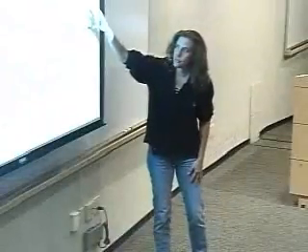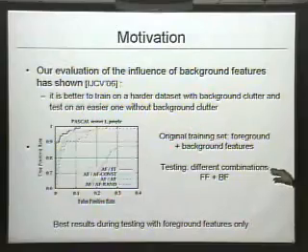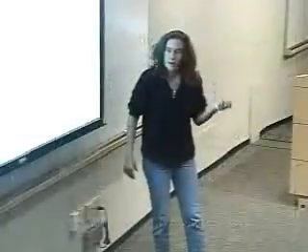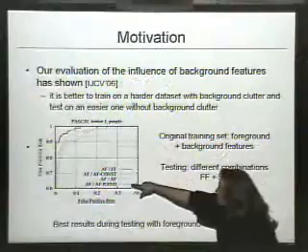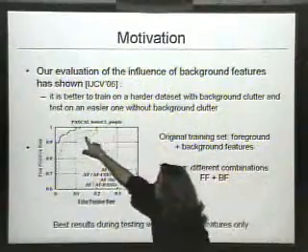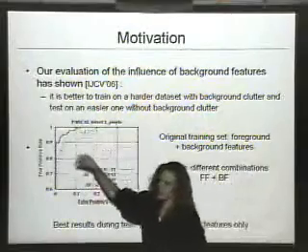And so one thing we found, it's better to train on a harder data set with clutter and then test on an easier data set without background clutter. So what you can see here, we trained on the original test set, so including background and foreground features, and then tested on different combinations, so just by taking the object or taking the object and the background, and we obtained the best performance if you just use the foreground features. So that would be here. That would be the performance if you use all the features in the image. And then if you just select the foreground region, you improve your performance.